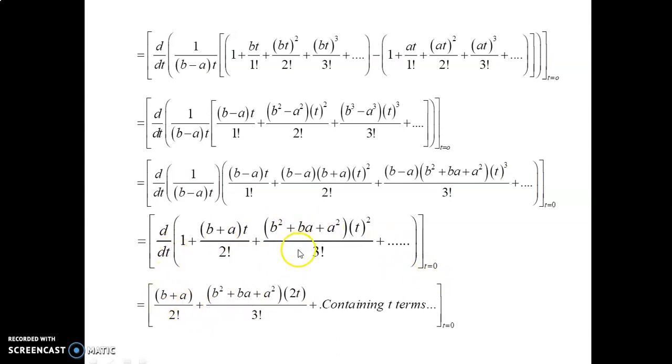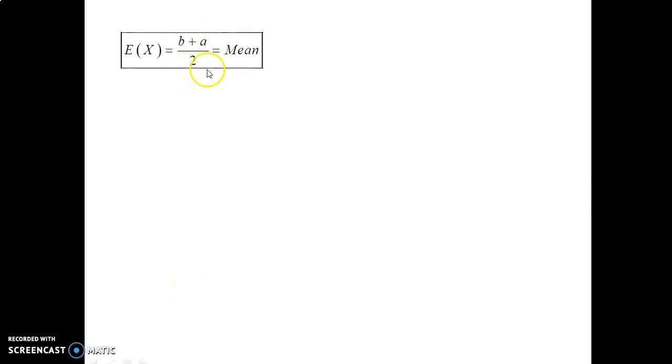Now differentiate. The 1 differentiates to 0. Next, with respect to t, (b+a)/2! is a constant coefficient and the differentiation of t is 1, so we get (b+a)/2!. The next term has t² whose differentiation is 2t, so the remaining terms contain t. Now put t = 0: those terms are 0, so only the constant term remains. So E[X] = (b+a)/2, that is the mean.